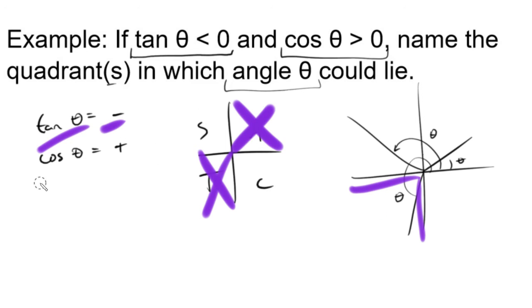Moving on, cosine is positive. So this is the only quadrant left that cosine could possibly be positive in, because the two quadrants that cosine is positive in are this one here and this one here. So that means the answer has got to be quadrant 4. So your answer is Q4.